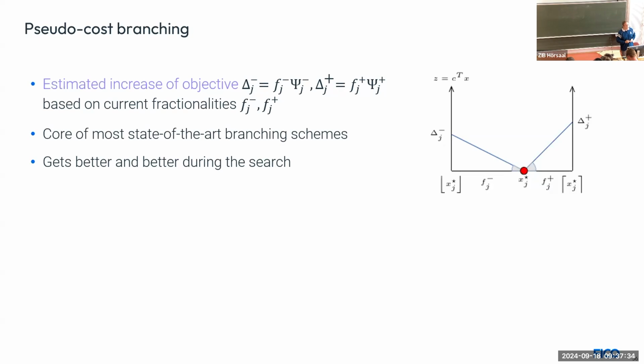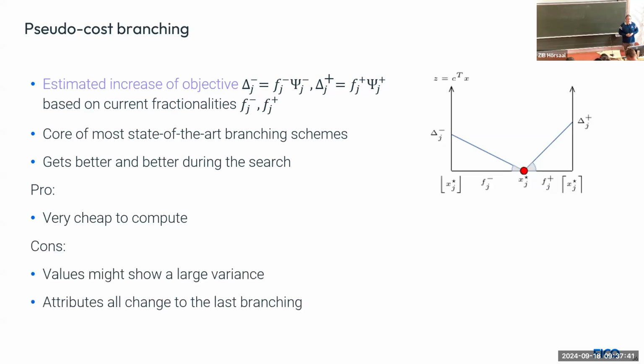It's an algorithm that's at the core of the most state-of-the-art branching schemes. It's very cheap to compute, as I just said. It gets better and better during the search, but there's a couple of cons here. Well, the values might show a large variance. It attributes all of the changes to the last branching, where the objective change might rather be triggered by a sequence of branchings that you saw before. This is kind of an open question on how you could improve this behavior.